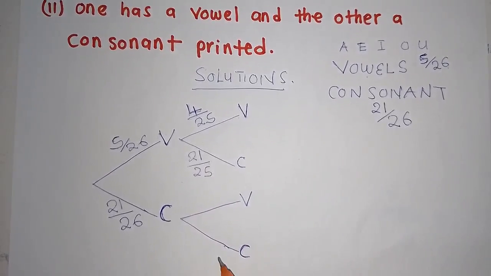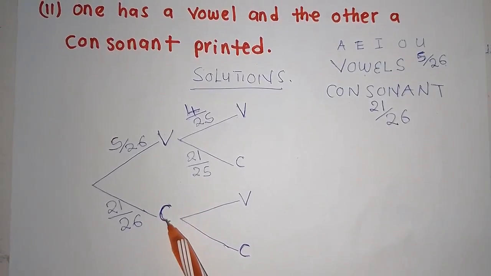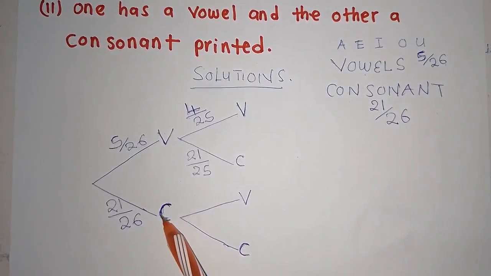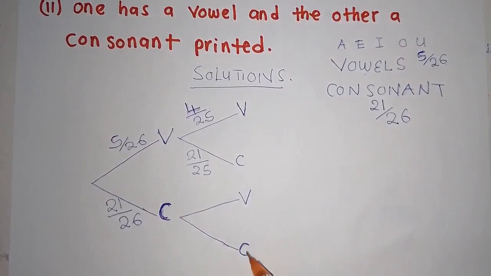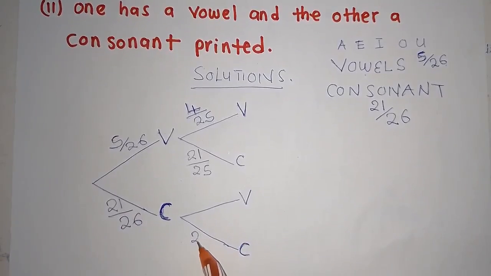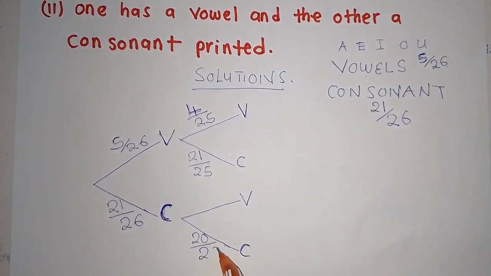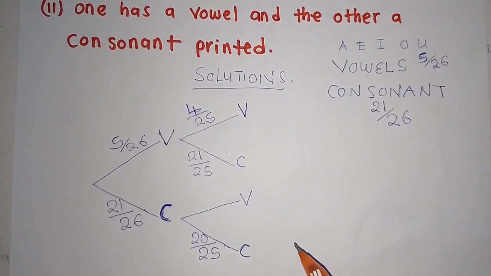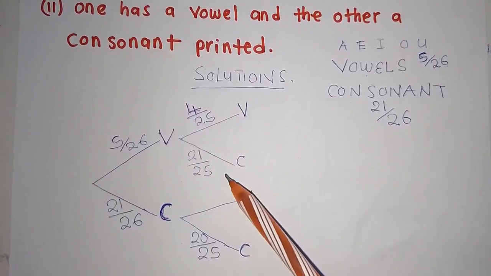I move to this one that is here. So here I'm going to assume that what was taken was a consonant. So meaning that here only the consonant count is going to change. So 20. Have you seen? I remove 1, so I remain with 20 over 25, because even the total number will be changed. So when you're answering this part, you need to forget about that other part.